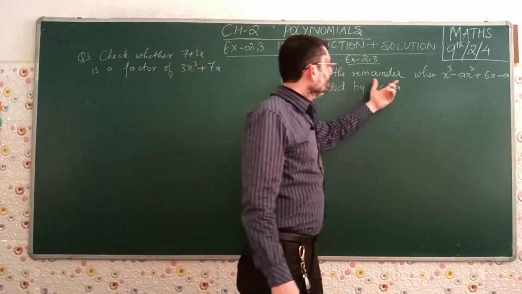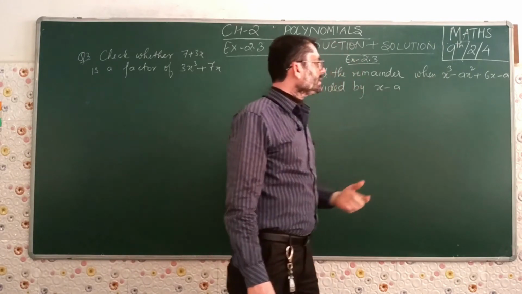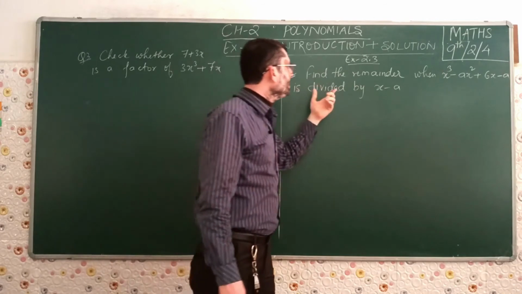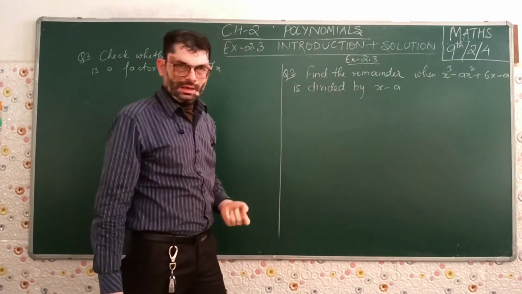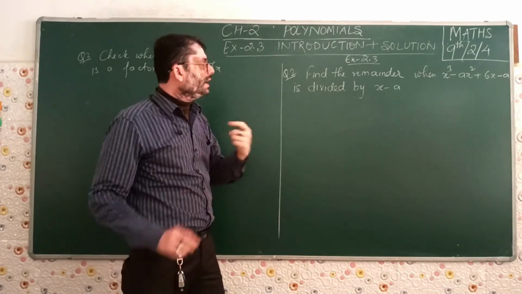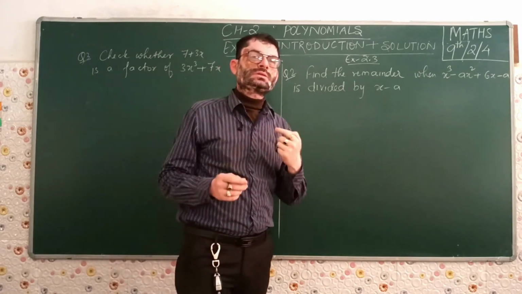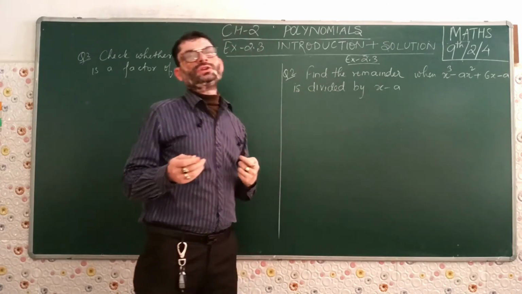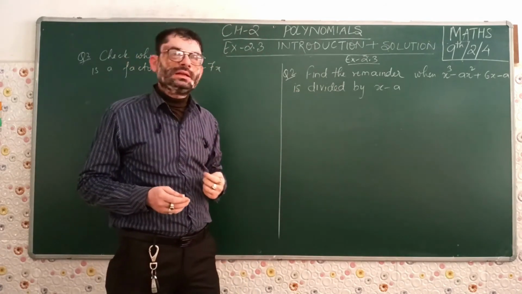Find the remainder when x cubed minus ax squared plus 6x minus a is divided by x minus a. We are asked to find the remainder. I have told you that when it is asked only to find the remainder, move on with the remainder theorem only and not by the long division method.